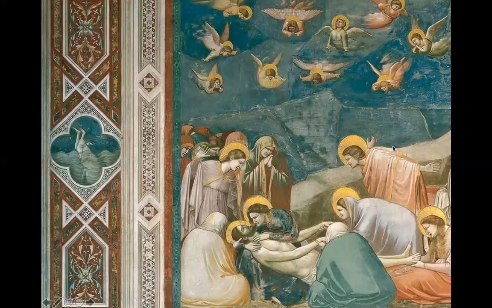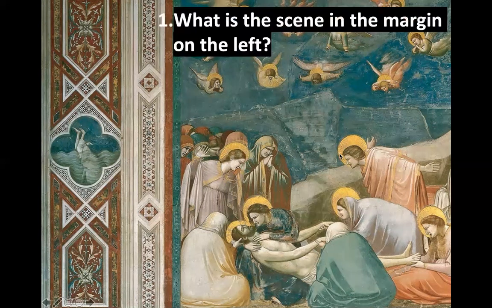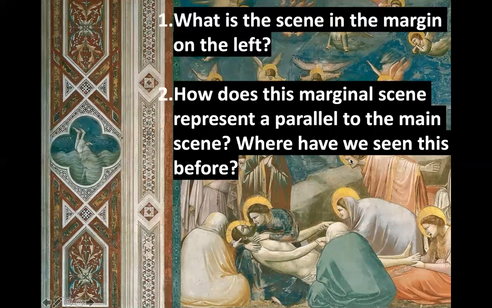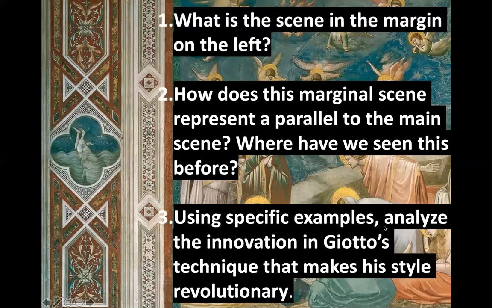And then there was another essay question one year about the quatrefoil, about this little painting of Jonah and the whale on the left. So this was the question: what is the scene happening in the margin on the left? How does this marginal scene represent a parallel to the main scene? Where have we seen this before? Right, so we saw this in the Catacomb of Priscilla. And then using specific examples, analyze the innovation in Giotto's technique that makes his style revolutionary.